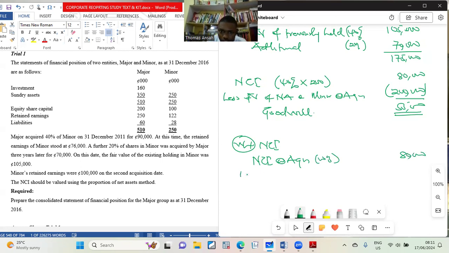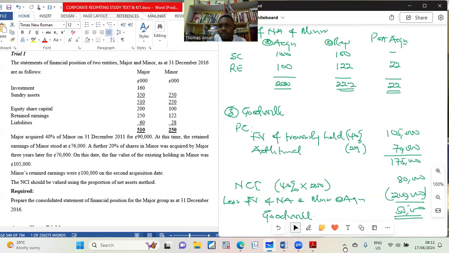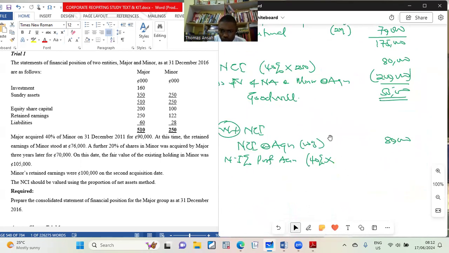Then NCI share of post-acquisition profit. So that one, our NCI is 40%. What was our post-acquisition profit? I think it was 22, right? 22,000. Okay, so let's do that. 22,000. And that is 8,800. All right. So basically that is that, because if you do 40 by 22, it's 8.8. All right. There are figures that should be popular with you. There is no impairment, so we can close that one down.